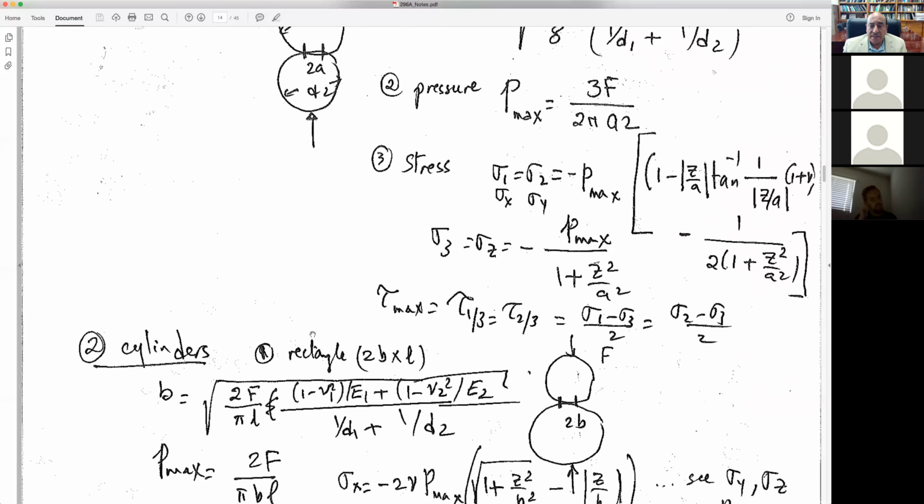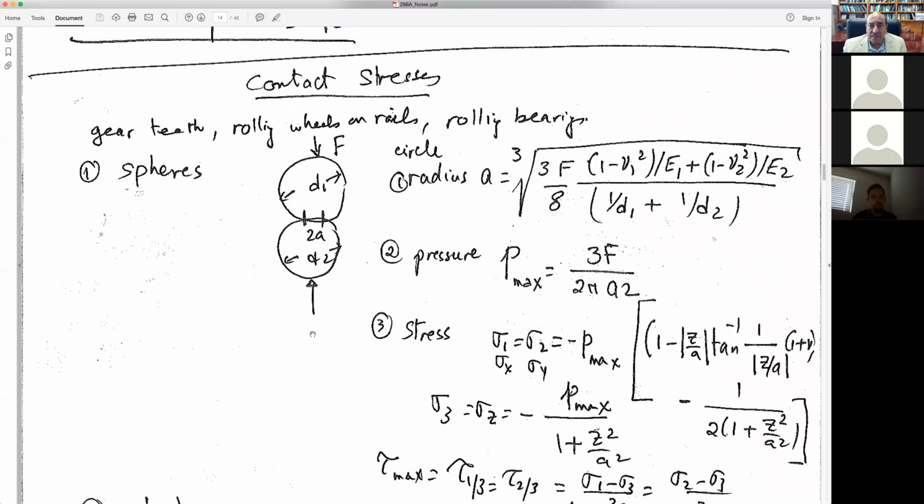Okay, finally, the last part of the stresses is contact stresses, and those we need for roller bearings and ball bearings. So we have contact forces. We have two contacting surfaces. If they are spheres, then you have a contact area, and this contact area is like a circle. So you're pushing a sphere against a sphere, then the contact area is a circle that has a radius.